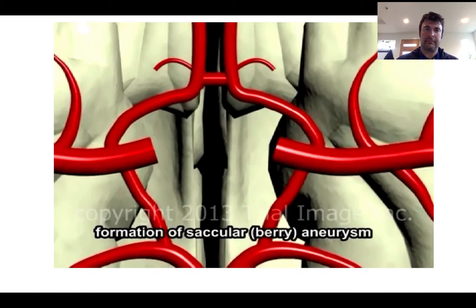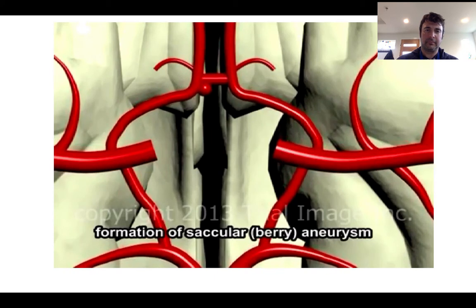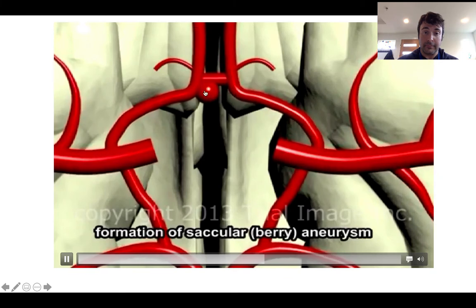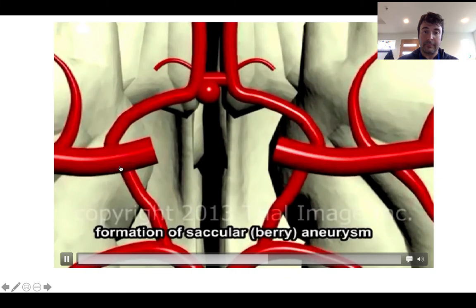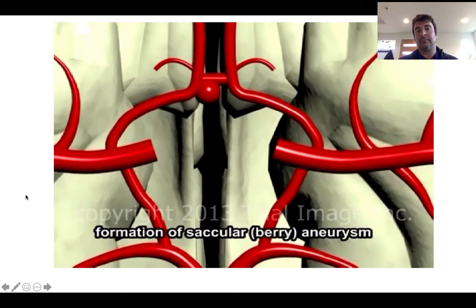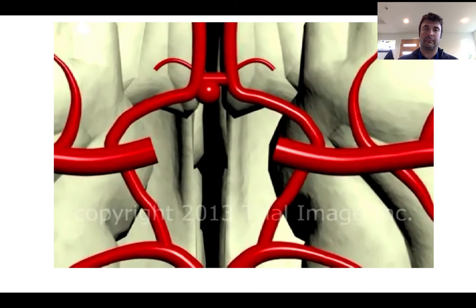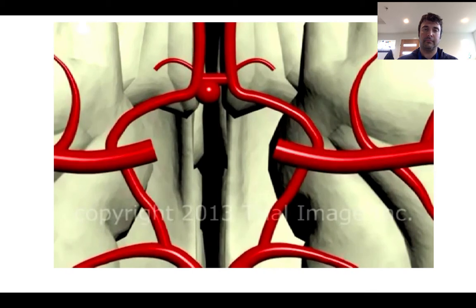Aneurysms form as a result of an acquired structural weakness in the blood vessel wall. Arteries which carry very high flows, such as those in the circle of Willis, are thought to be particularly susceptible to mechanical damage in the vessel wall. Contributory factors such as cigarette smoking or high blood pressure may accelerate the process of damage to the vessel wall. The strength of the aneurysm wall is inversely proportional to its size. Lesions 1 centimeter or larger are particularly susceptible to sudden increase in growth and rupture.